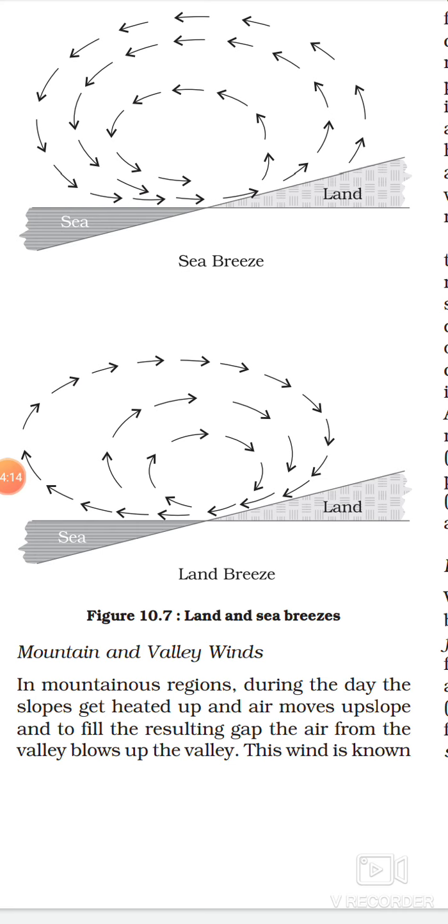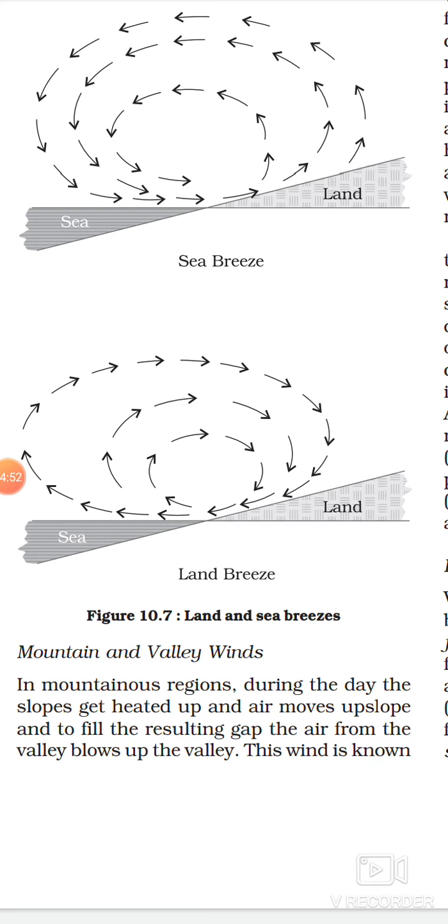Now we have mountain and valley winds. In the mountain regions we have observed that the valley is actually V-shaped. Surrounding the mountains, in between them, we have a kind of V-shaped valley. During the day the slope gets heated up and the air moves up the slope, and to fill the resulting gap, the air from the valley blows up the valley.